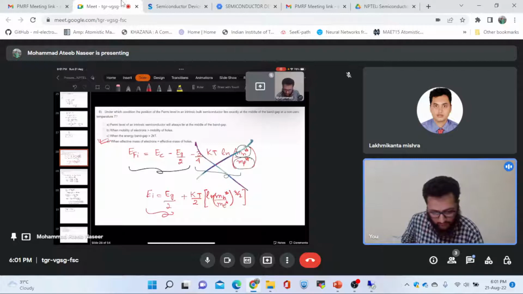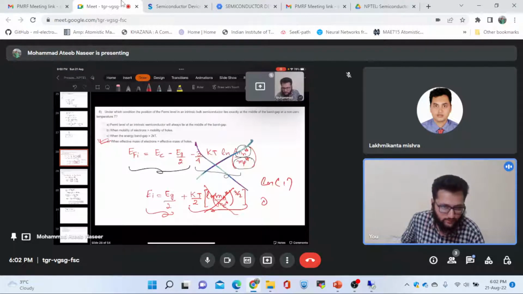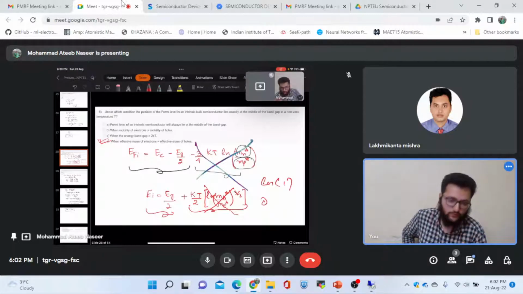That's what I was trying to show you, that this part will simply be equal to 0 because we will be left with ln of 1. Ln of 1 will simply be 0. So if the hole effective mass and the electron effective mass are both equal, then we will have the Fermi level lying exactly in the middle even if the temperature is non-zero.